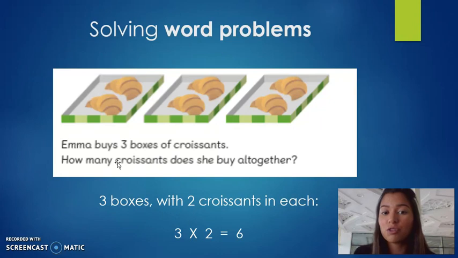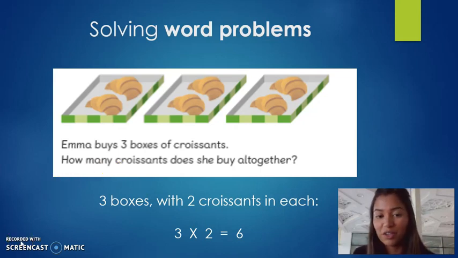So we could draw 3 boxes, 3 squares, 3 circles, and in each group we put 2 croissants. Here the children can do their repeated addition, so 2 plus 2 plus 2, and we would encourage them to do their multiplication number sentence, 3 times 2 equals 6. We will learn more key language as we go along, especially as we move into division in a few weeks.